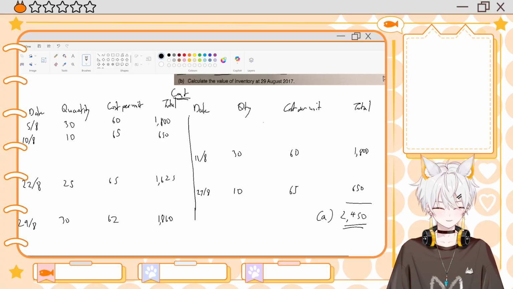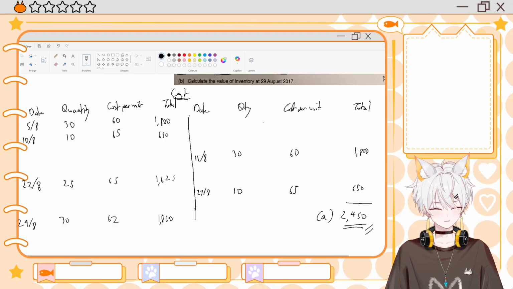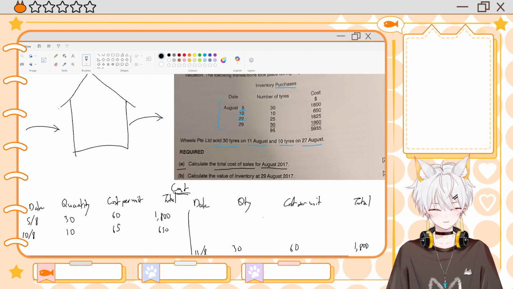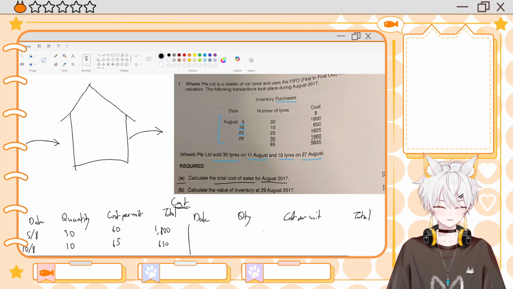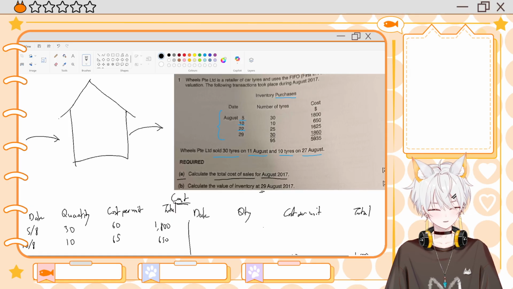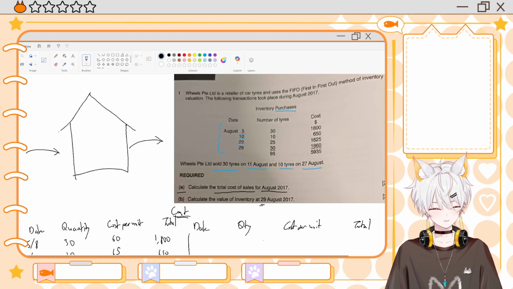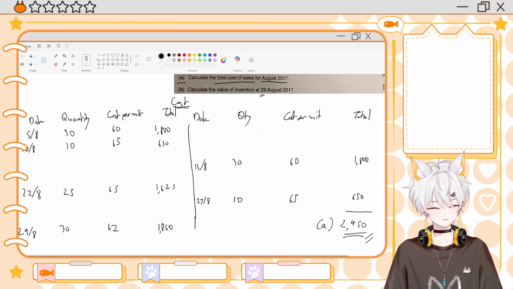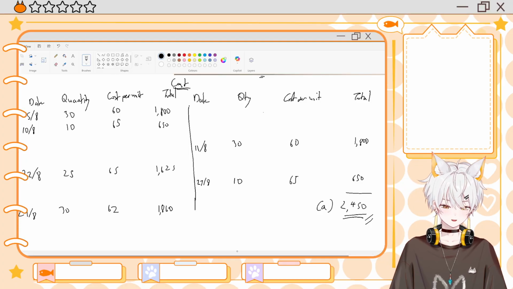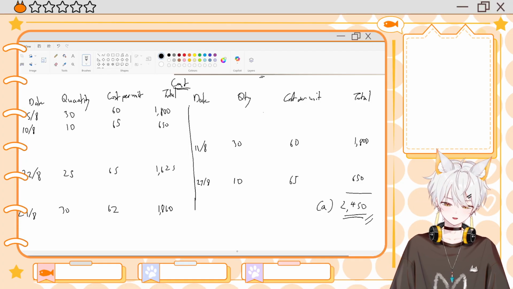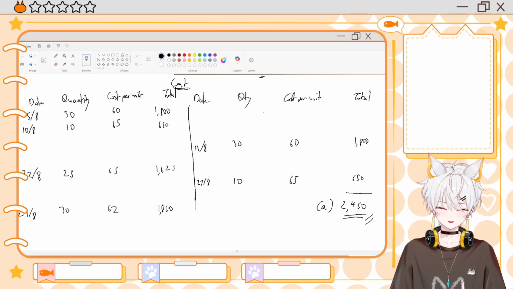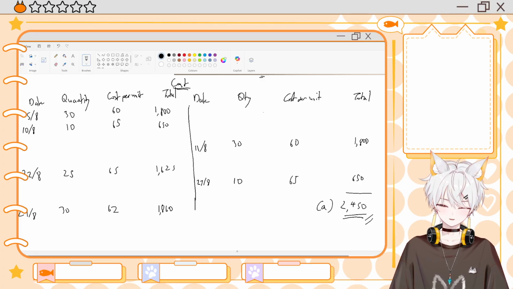Then let's go with what part B is asking for. Calculate the value of inventory as of 29th August. It's a bit difficult to understand, but I think what the question is asking is the inventory at the end of the day, meaning at the end of the 29th.